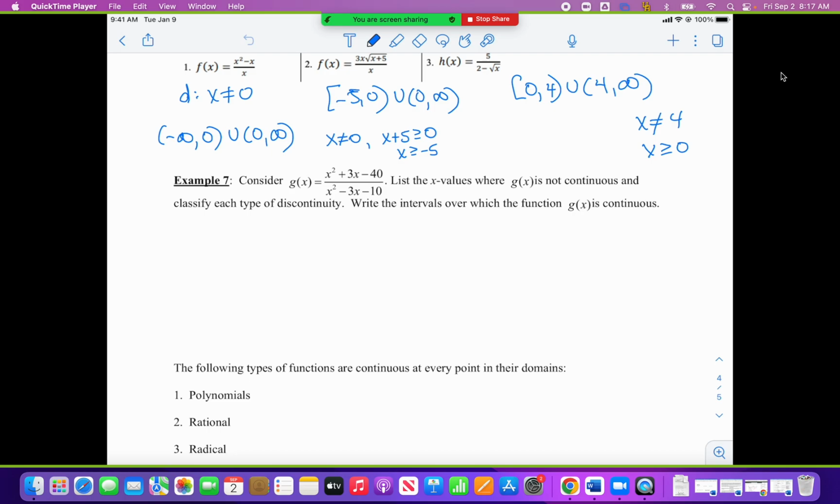So example 7 says consider g of x equals x squared plus 3x minus 40 over x squared minus 3x minus 10. List the x values where g of x is not continuous and classify each type of discontinuity and write the intervals over which the function g of x is continuous.